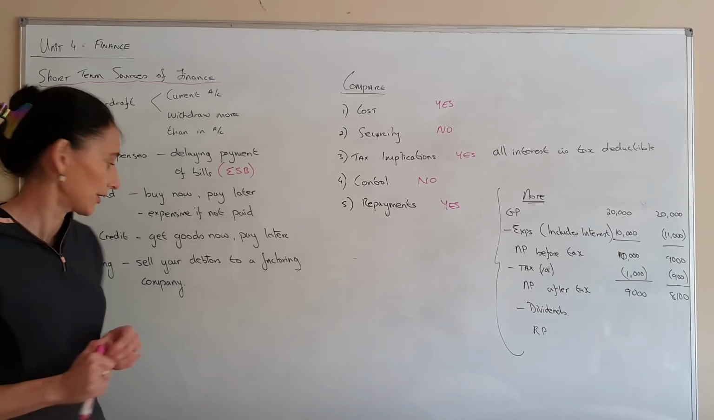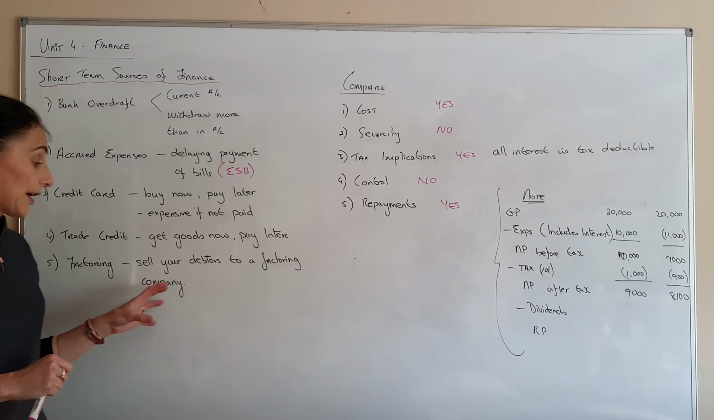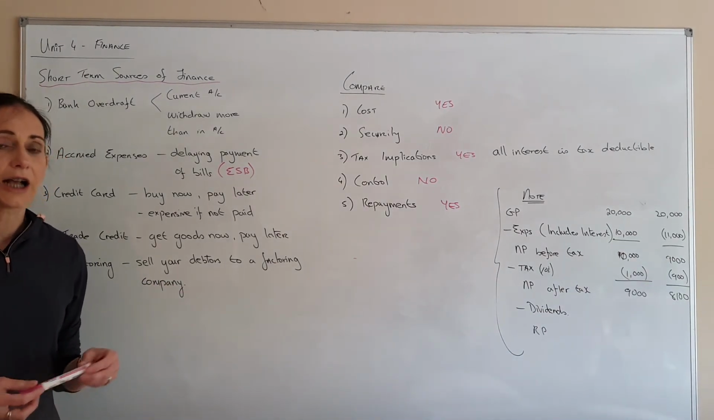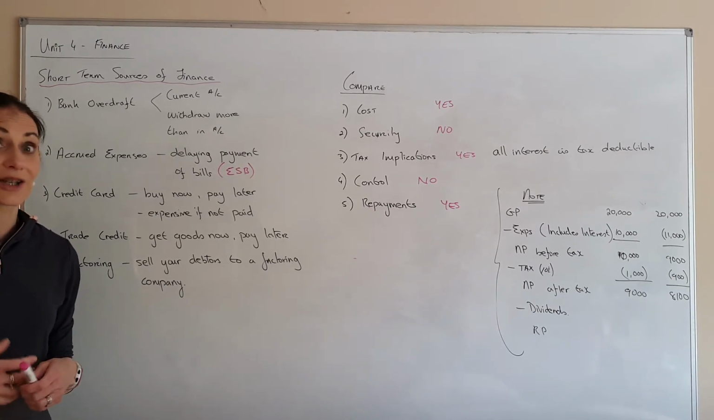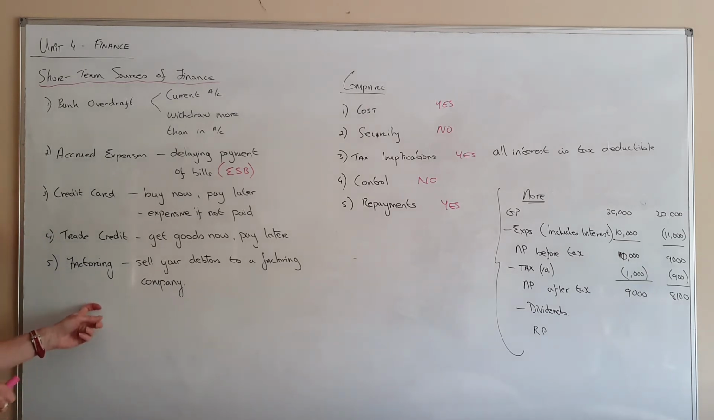With trade credit as well, you will probably lose out on discounts for not paying early. And factoring, as I said a few minutes ago, say debtors could owe you 100,000 and you sold them to a factoring company, it might end up that you only actually get 90,000, so it costs you 10% of what you were owed.